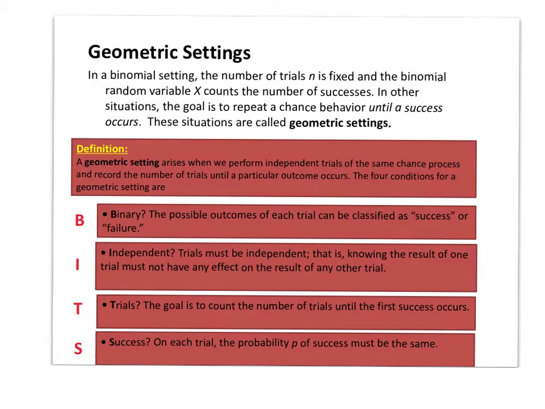Okay, we've been looking at binomial probability distributions. The example I was giving was Kobe Bryant shooting free throws, because we said, what's the probability of him making 3 out of 5 free throws? We knew exactly how many free throws he's going to shoot, and we were looking for the number of successes. But another situation is what we call a geometric situation.